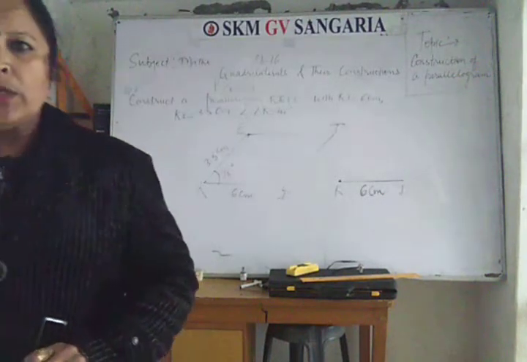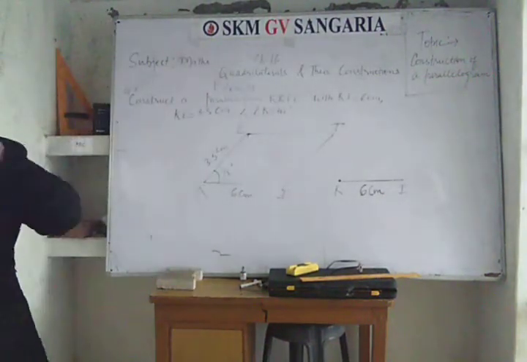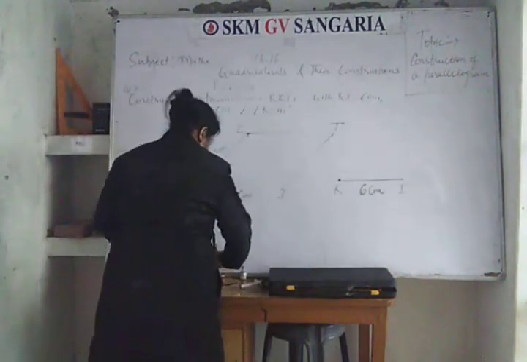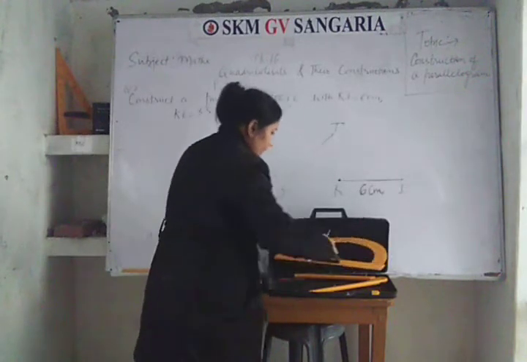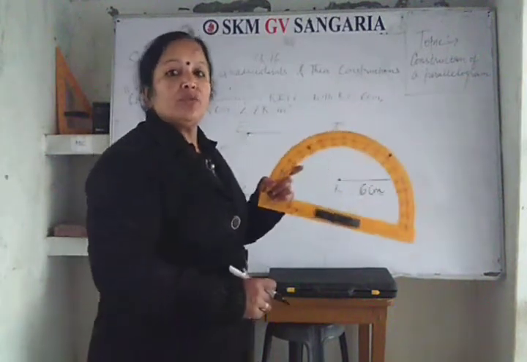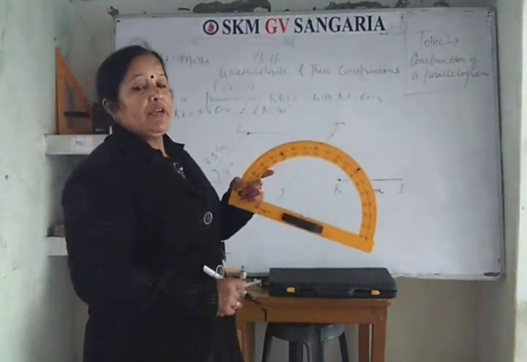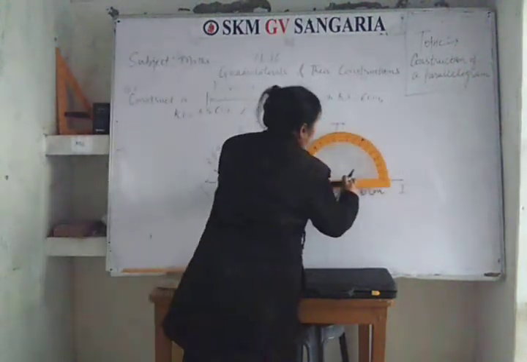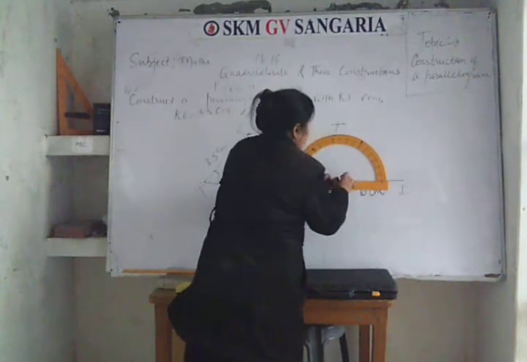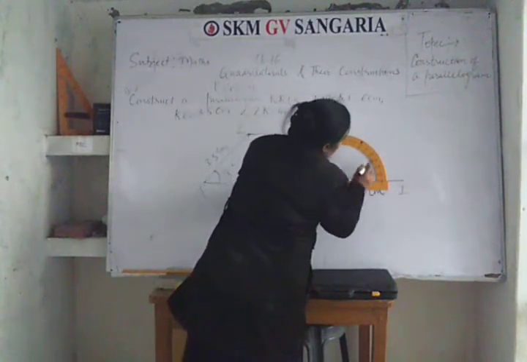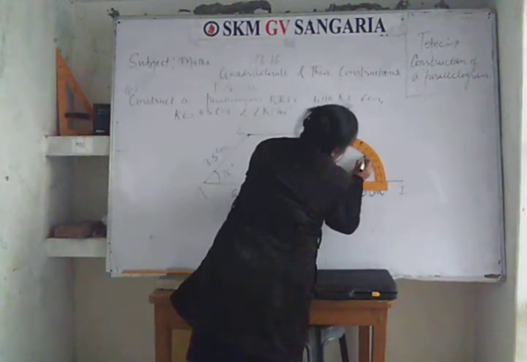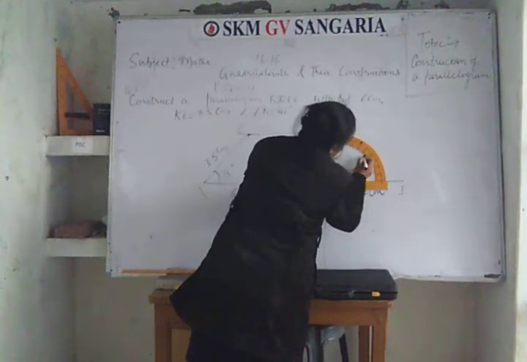So take out your protractor also. I will also take out mine. Take out your metal box. This is the protractor. With the help of this, you are going to construct an angle of measure 45 degrees. Keep it at the vertex properly. The 45 degree angle will be between 50 and 40 on the inner scale.